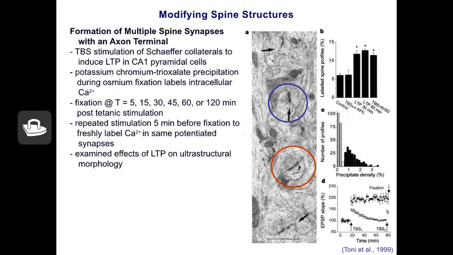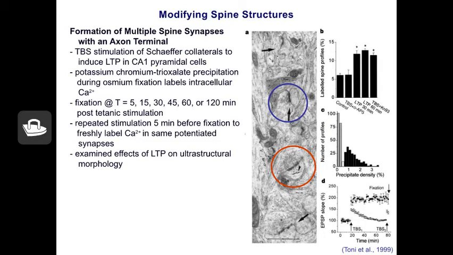Sure. And yes, I seem to have got into a habit of talking to myself. Oh my. Okay, so here's the story. The potassium chromium trioxalate precipitation during osmium fixation method really simply means that the experimenters stimulated the hippocampal section. Then they fixed the sections, or processed them so that all proteins are cross-linked and held in place, maintaining the tissue in pretty much exactly the state it was at the moment of fixation.